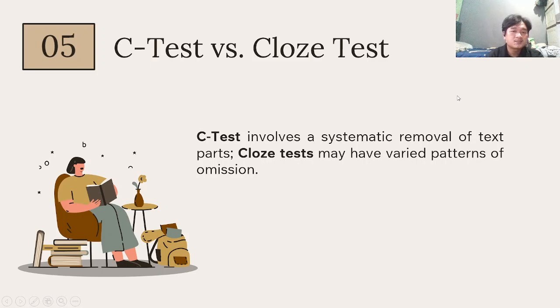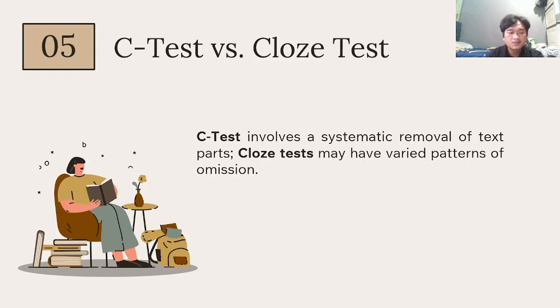Next, comparing the C-test to the cloze test. What is the difference? A C-test involves a systematic removal of text parts, while cloze tests may have varied patterns of omission. Both assessment types involve filling in missing words, but they differ in structure and purpose.